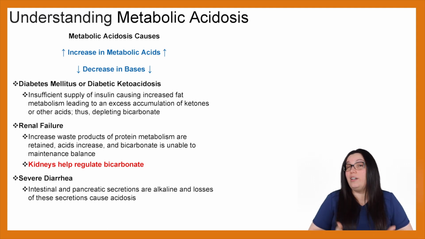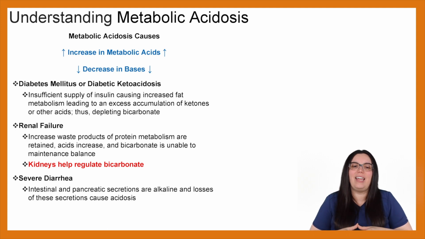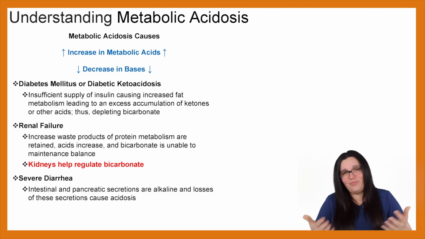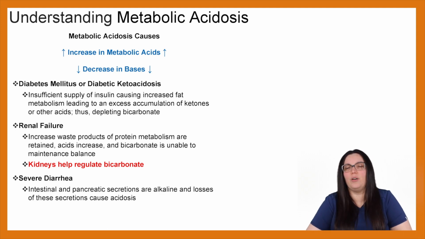Another cause could be renal failure. Increase in waste products or protein metabolisms are retained, acid increases, and bicarb is unable to help maintain balance. So the kidneys really help regulate our bicarb. If we've got some kind of renal failure, we're not going to have that bicarb regulation, leading to a more acidic state inside of our body.